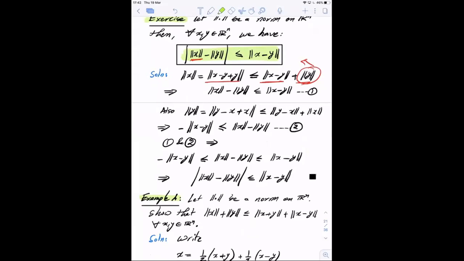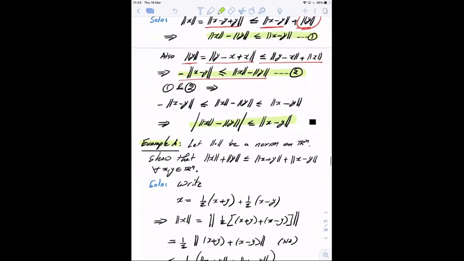If you make the same computation starting with y now, you add and subtract x, you use the property N3 of the norm, and you get the next inequality. So when you combine inequality 1 with inequality 2, you will get that the absolute value is smaller than or equal to norm x minus y.